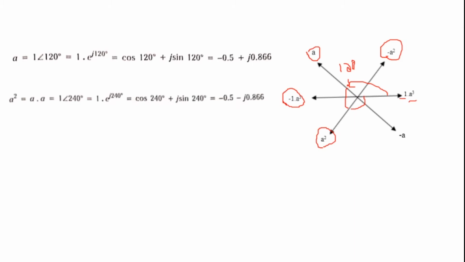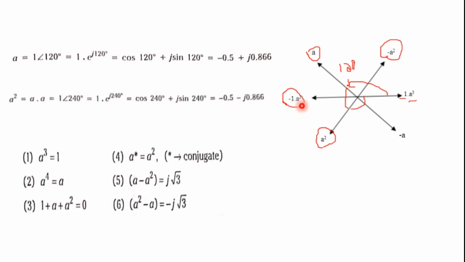This will help us to solve some of the numericals. That's why we are considering that. From this, a cube is nothing but 1, because it is making 360 degrees. Similarly, a to the power of 4 can be written as a to the power of 3 into a. So a cube is 1, into a, and the result is a.